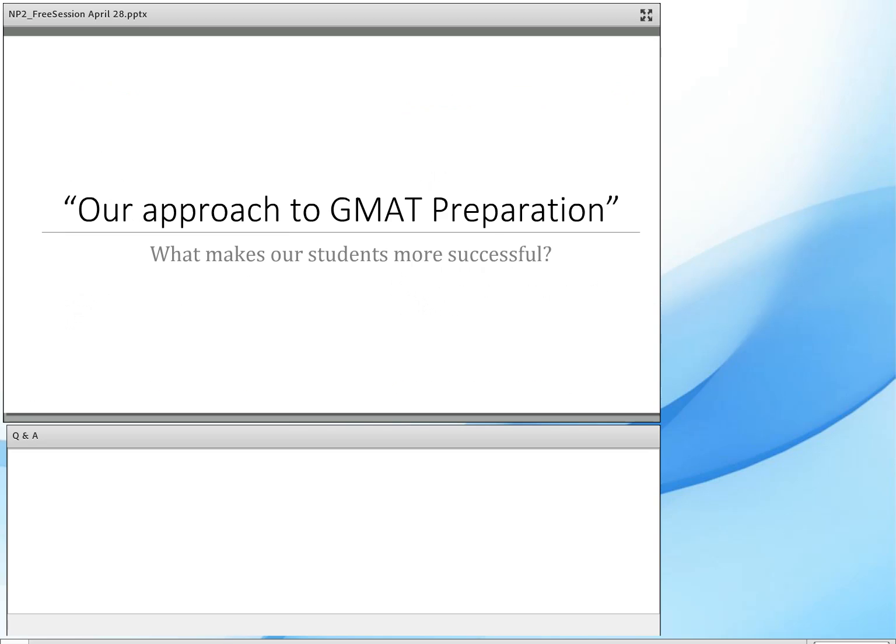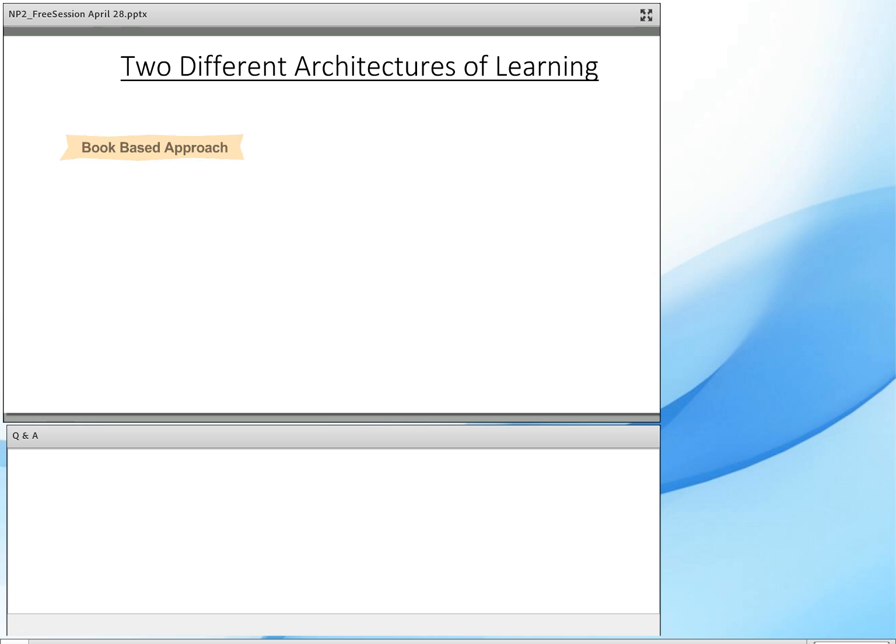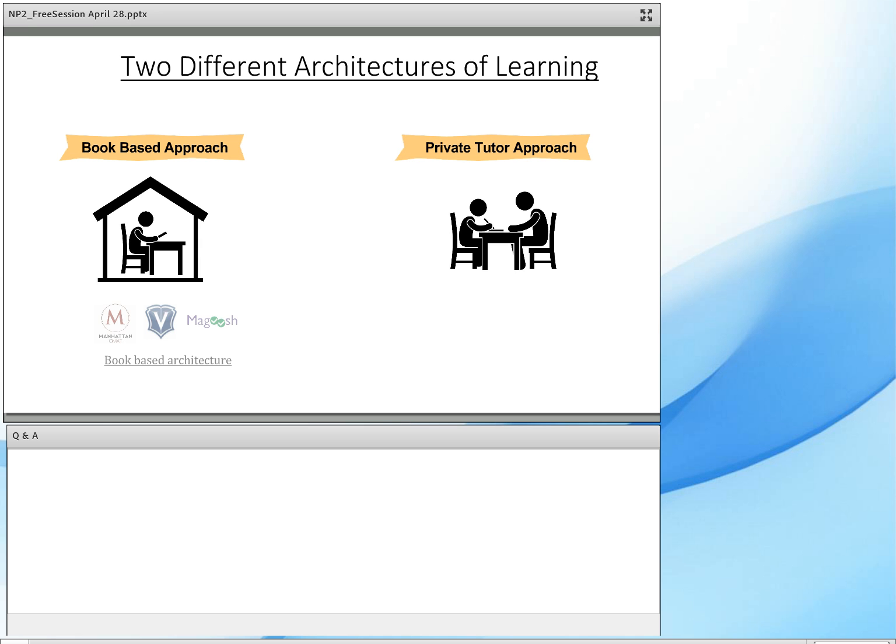If there's one thing that distinguishes us from other prep companies, it is our approach to GMAT preparation, or the architecture of learning that we offer. To understand how it is different from the dominant architecture out there, let's study the two architectures of learning. There are essentially two dominant architectures that exist today. One is what we call the book-based architecture, and the second is the private tutoring-based architecture.